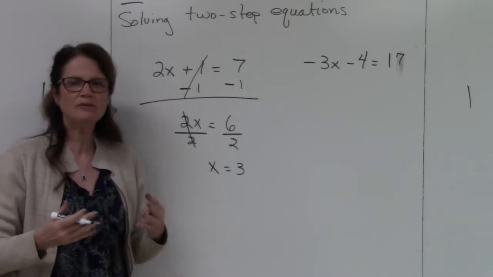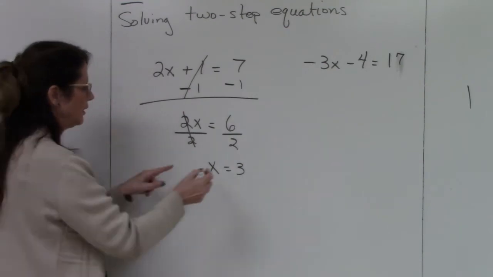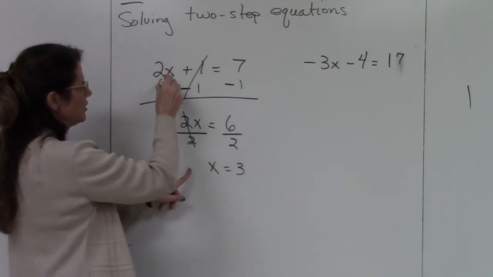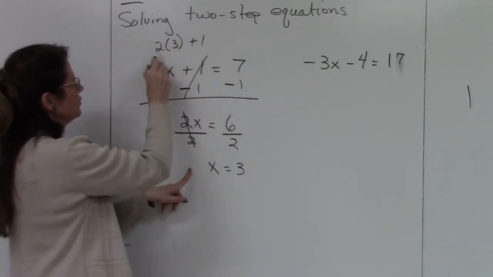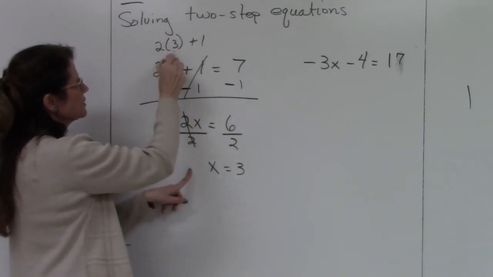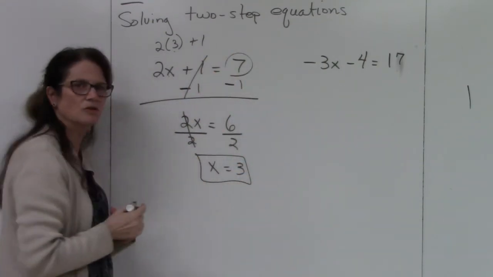And again, with any of these equations, you can always plug your value back in. Plug the 3 in up here. 2 times 3, so I'll write it out for you, but you can do this mentally. 2 times 3 is 6. 6 plus 1 does equal 7, so I know that this is the correct answer.